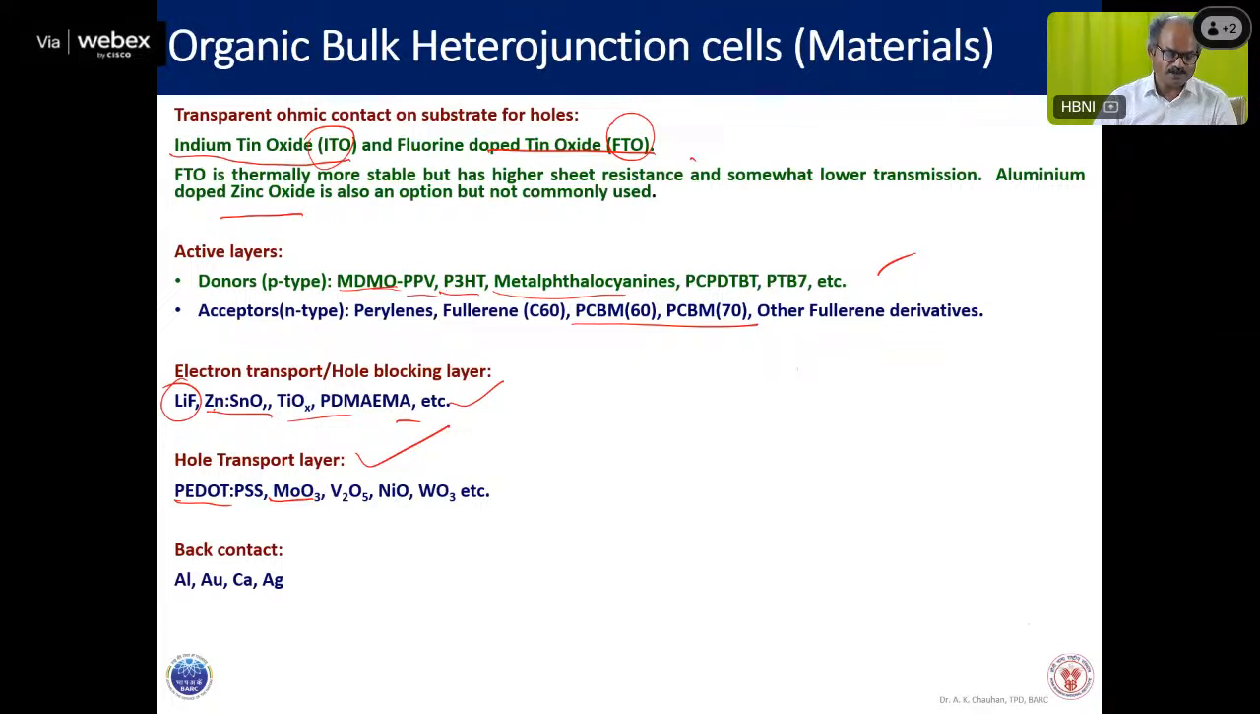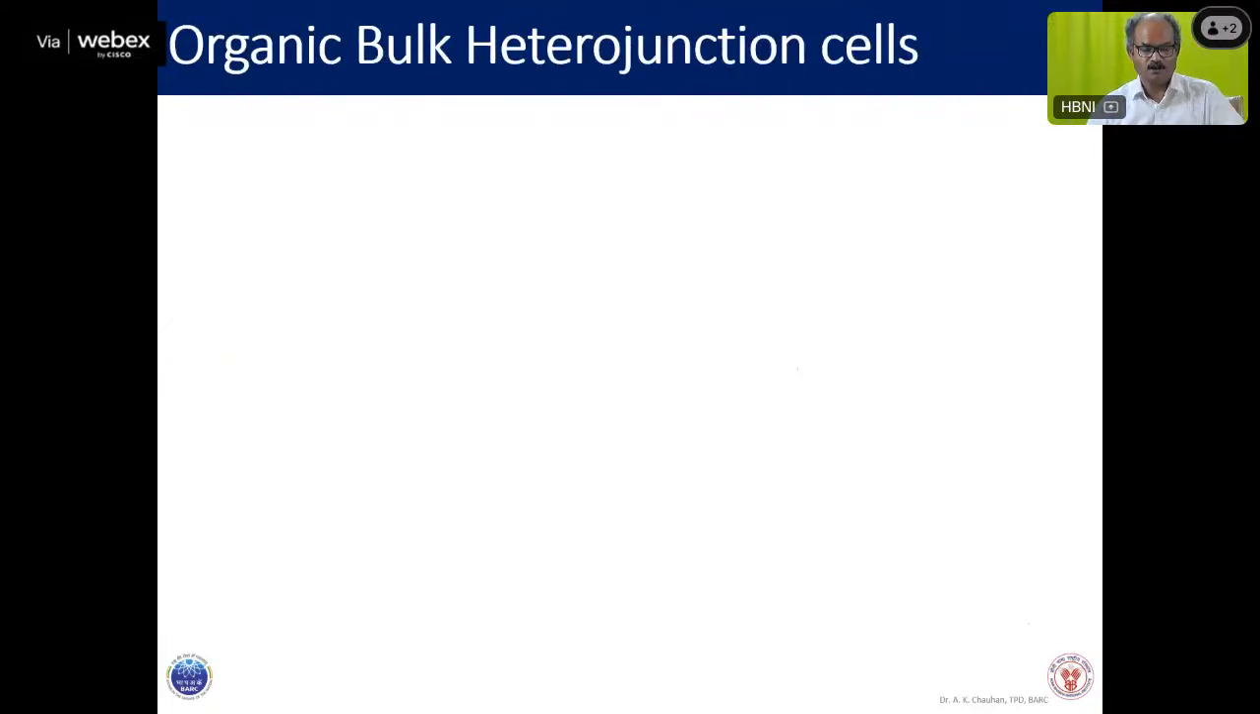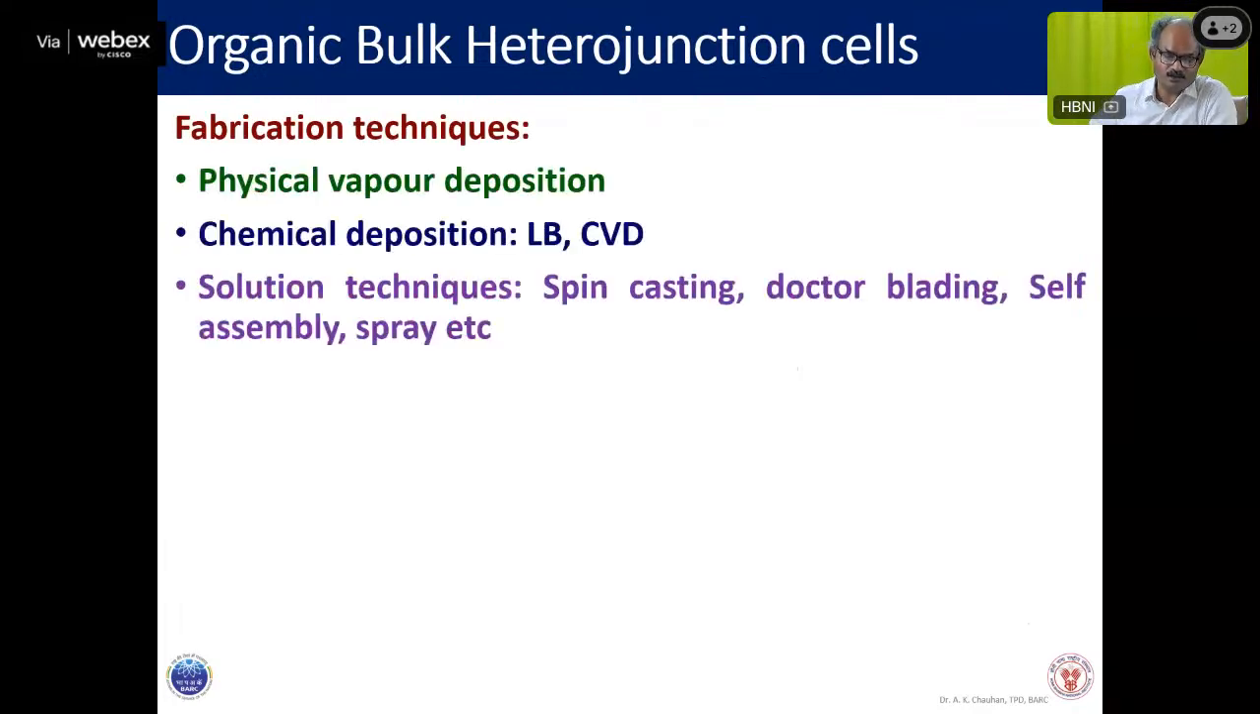For back contacts, again, aluminium, gold, calcium, silver. Which one will be used as the cathode and which as the anode depends on the work function of the metal and the energy level of the particular donor or acceptor. They should be matching in order to be used. And what are the fabrication techniques? PVD, CVD, and LB also. Solution techniques like spin casting, dip coating, self-assembly, and spray are also very commonly used.